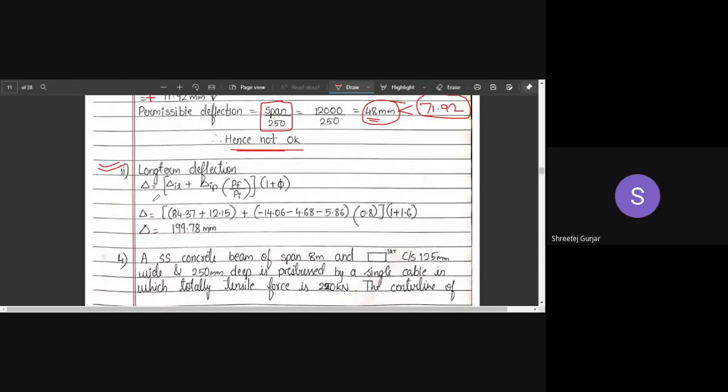Long-term deflection, we know this formula for long-term deflection. It is due to both of these: deflection due to dead load and deflection due to live load. This term consists of both of these, and this is due to pre-stress. So we have three terms. All the minus signs we have included. Then the loss ratio is given as 0.8 in the question, and then phi is also given. We have calculated, it comes as plus, meaning it is downward deflection.